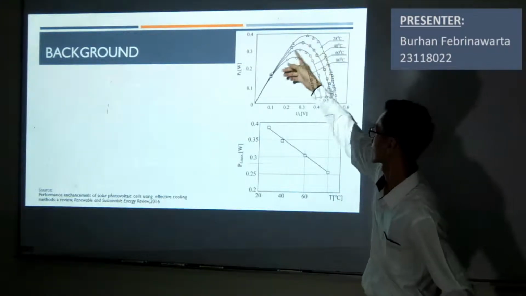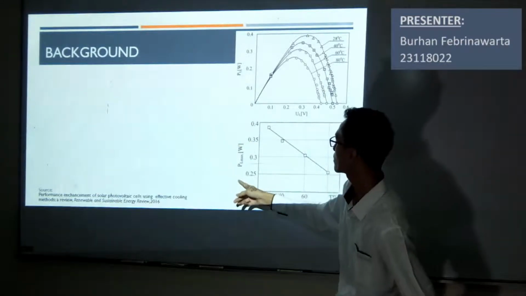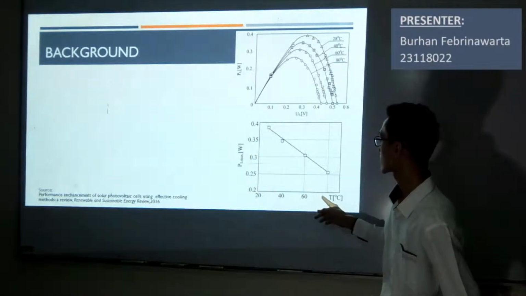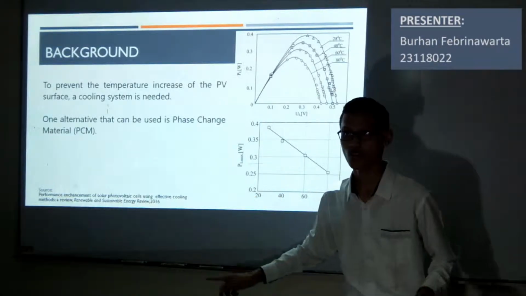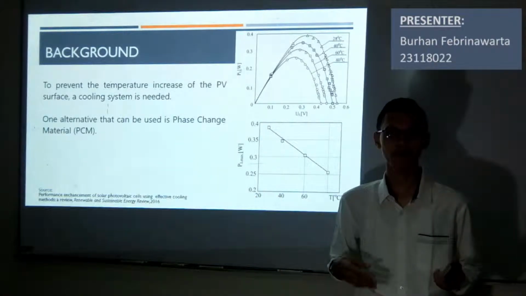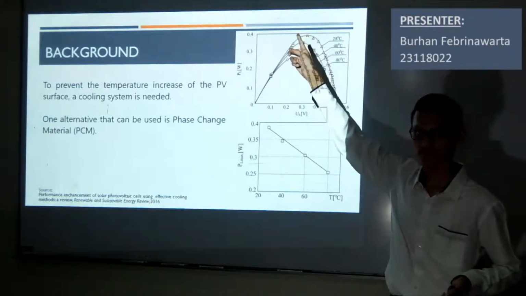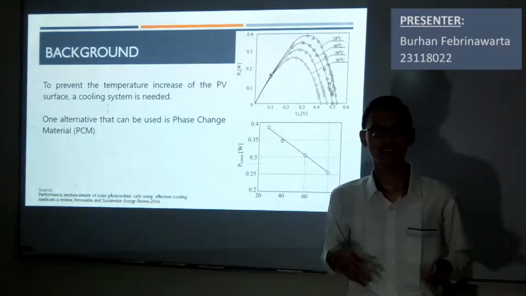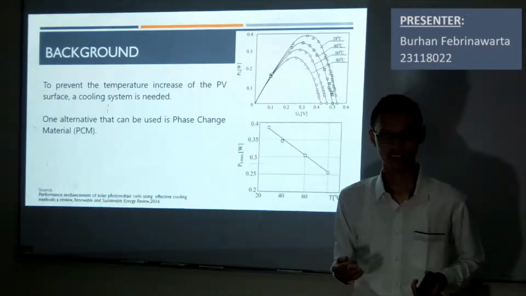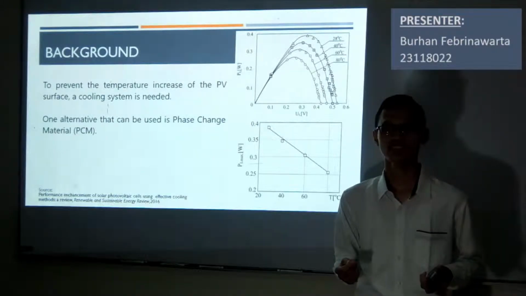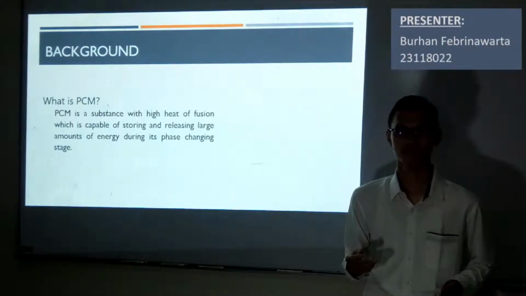Look at this figure. This figure shows the output of PV panel will decrease when the temperature of PV surface is increased. So, we must operate PV panel at low operating temperature. To prevent the temperature of PV surface rise, a cooling system is needed. One of the cooling methods is by using phase change material, or PCM.